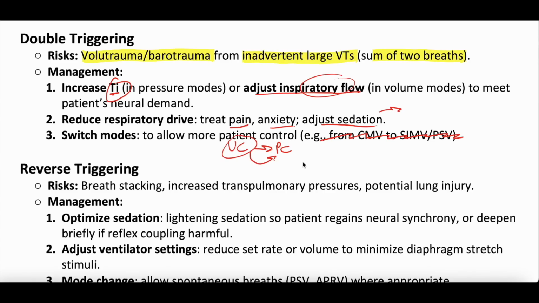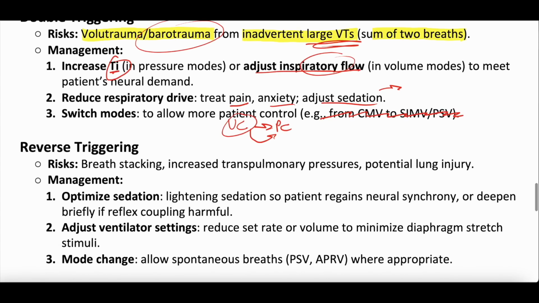So my approach is I adjust the I time, I look at the flow rate, I do all that, I make sure they're not in pain, make sure they're not anxious. I will sometimes switch modes to pressure control, and if I can't fix it at all, and it's causing these large tidal volumes that are increasing barotrauma, I sometimes will increase their sedation, but that's kind of a last step. Reverse triggering risks the same thing, right?